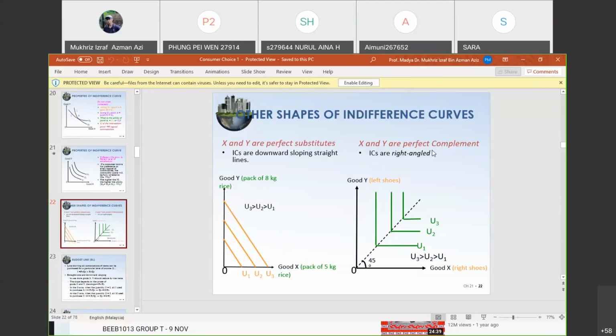But if the goods are perfect complements, the shape of the indifference curve will be like an L shape. Usually the example is left shoes and right shoes, meaning goods that you must use together. You cannot use one at a time. So you can only move to a higher indifference curve if you can get both goods at the same time. So that is perfect complement. Just some simple examples that you can find.